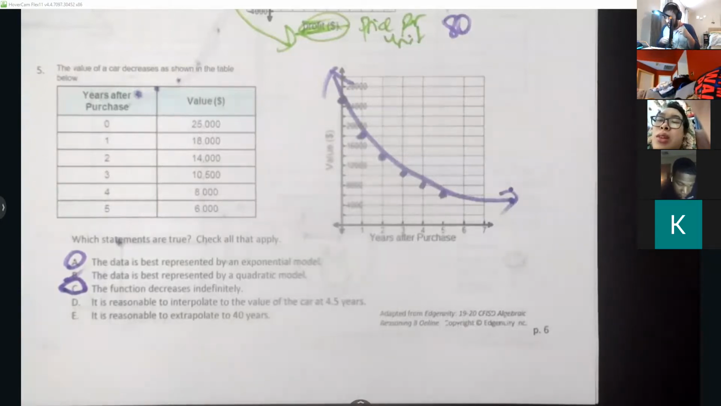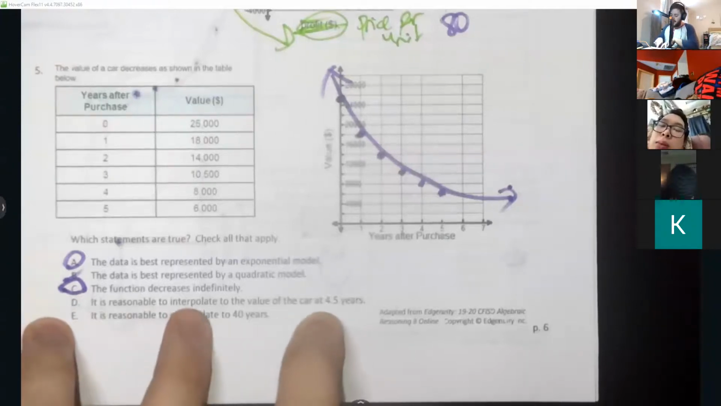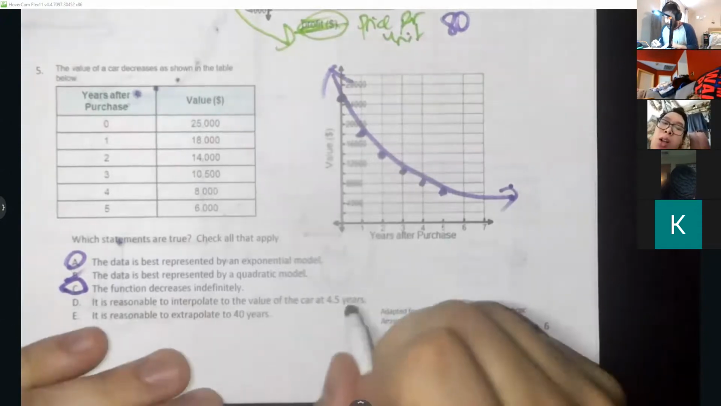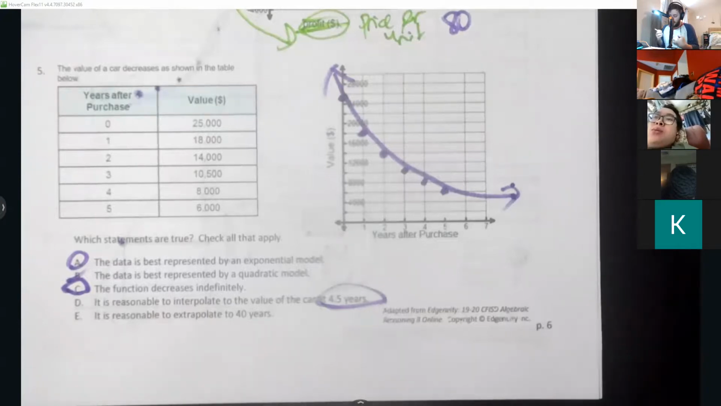Let's see. It is reasonable to interpolate. That's a fun word. To the value of the car at 4.5 years. What this means is, with your model, is it reasonable to use that particular point on your model for a prediction? So is it reasonable to interpolate the value of the car at 4.5 years?